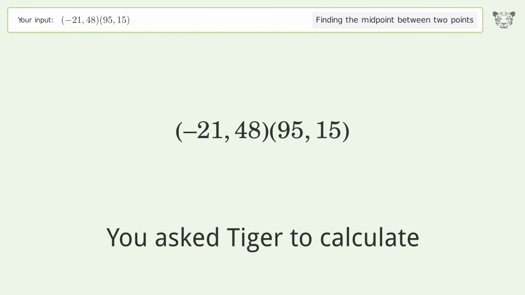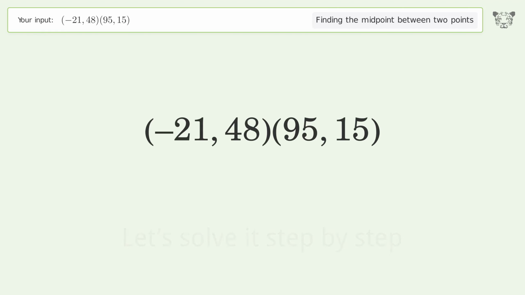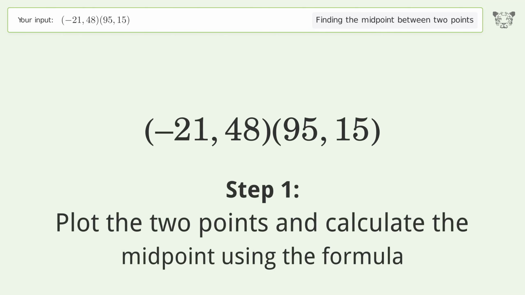You ask Tiger to calculate. This deals with finding the midpoint between 2 points. The midpoint between the 2 points is 37, 31.5. Let's solve it step by step. Plot the 2 points and calculate the midpoint using the formula.